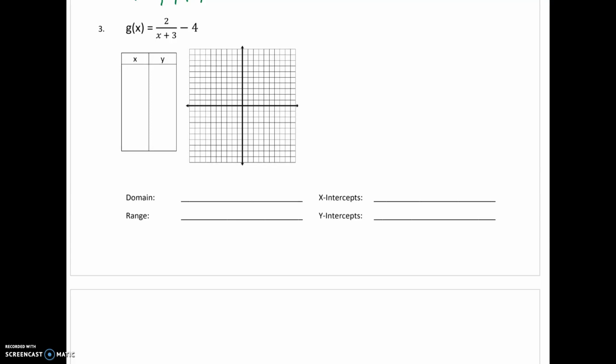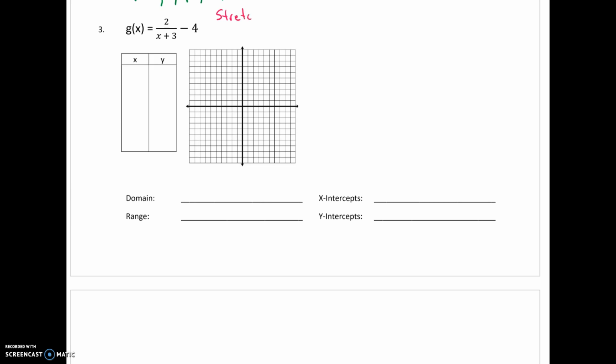So anyway, problem 3. Again, what I'm going to start with are the different transformations. So the 2 is going to make it stretch 2. The 3, that's our house number. It's going to go left 3, and then the 4 is going to make it go down 4.